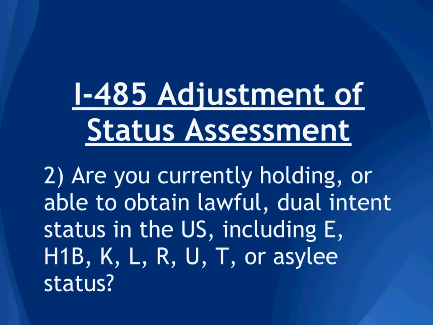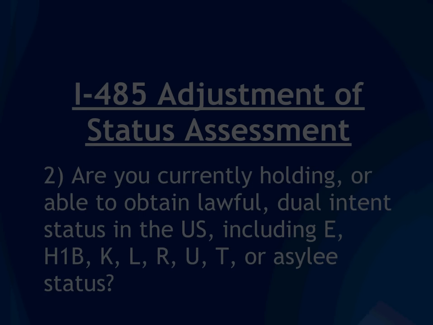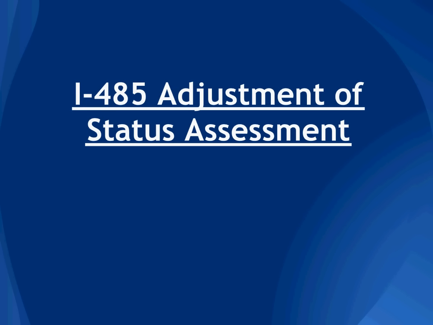Question number 2. Are you currently holding or able to obtain lawful dual intent status in the United States, including E, H-1B, K, L, R, U, T, or asylee status? If you are in the U.S. on any of the above statuses, you should be safe to adjust status. It is risky to adjust status in any other case, and it is highly advisable that you opt for consular processing if you have any status other than any of these. Okay, so if you answered yes to the above questions, assuming that you have no grounds of inadmissibility, you should be eligible to adjust status.